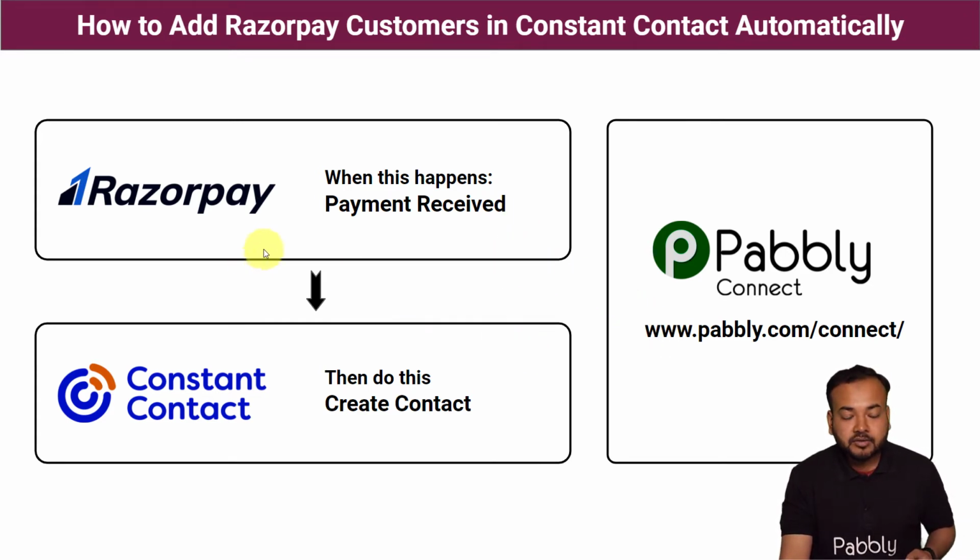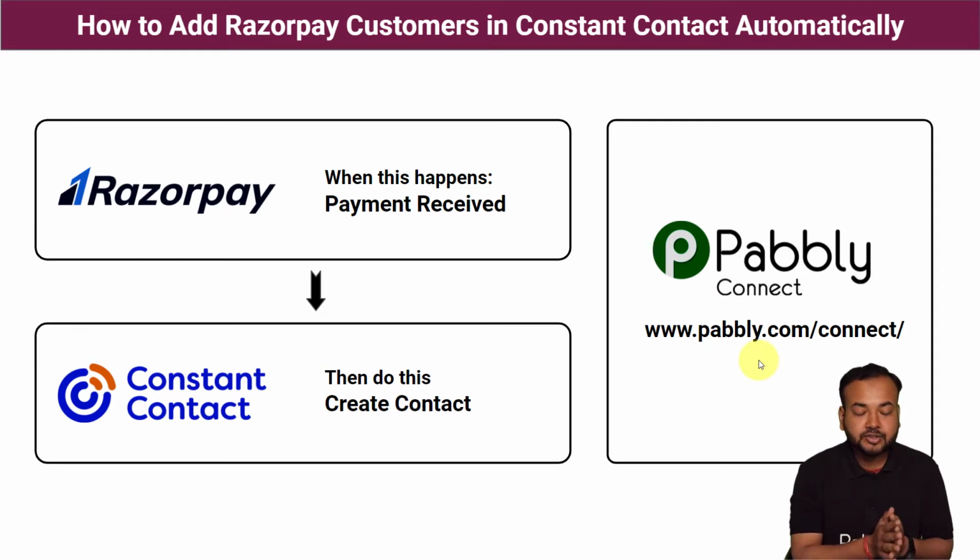As and when you are going to receive payments from Razorpay, the customer who is making this payment will be added as a new contact in Constant Contact application automatically. And guys, to make this happen, we are using Pabbly Connect, which is an integration and automation tool. And guys, the best part of this automation that we are about to set up is that you will not require any coding skills or programming knowledge to make this happen. So anyone can set up this automation very easily. So now let's set up this automation together.